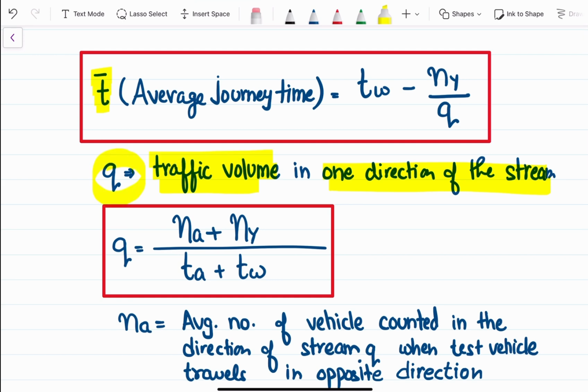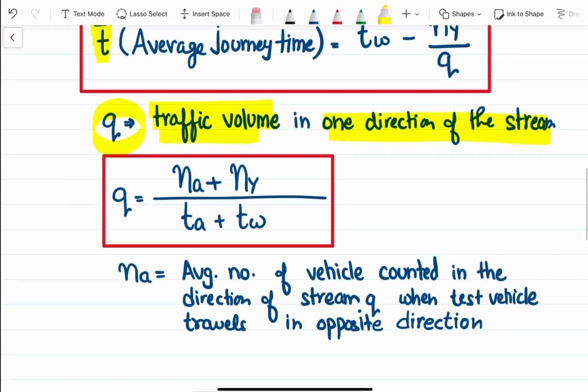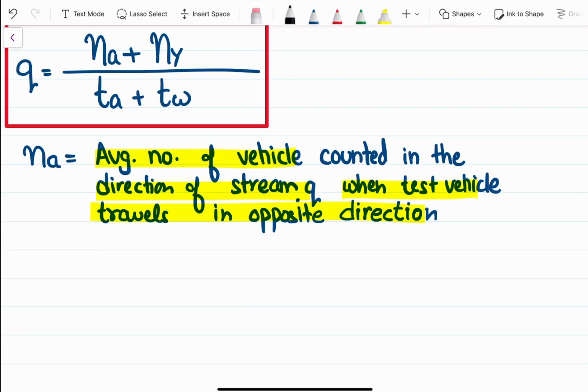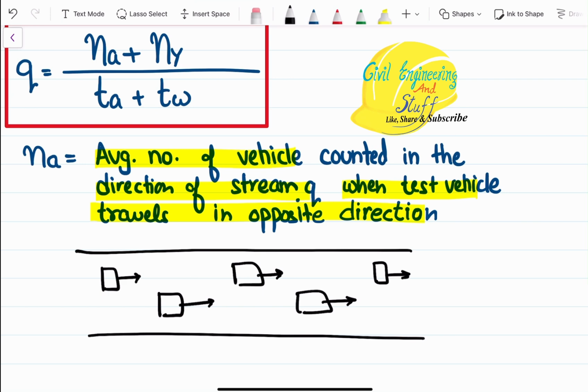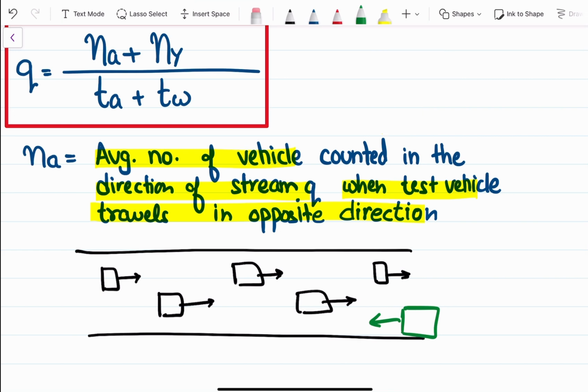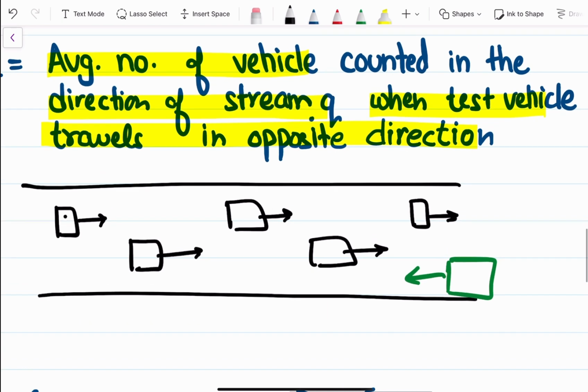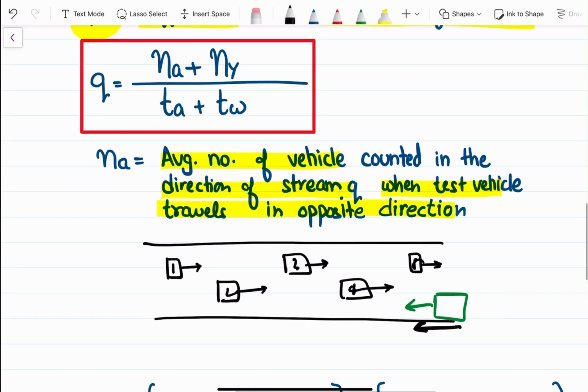The formula to find Q is (NA plus NY) divided by (TA plus TW), where NA is the average number of vehicles counted in the direction of the stream when the test vehicle travels in the opposite direction. This means that in the study section, if the traffic is moving in a certain direction, and our test vehicle is in the opposite direction of the stream, then the overall number of vehicles, let's say 1, 2, 3, 4, 5, moving in the direction of the stream when our test vehicle is moving in the opposite direction is called NA.